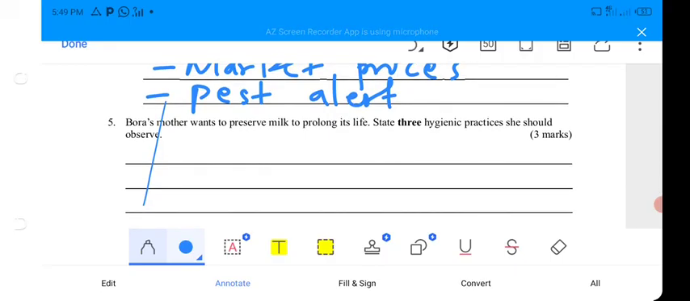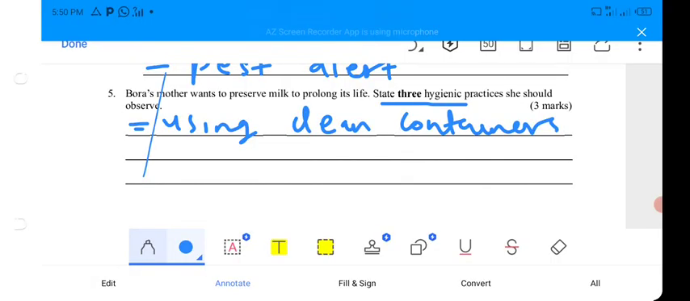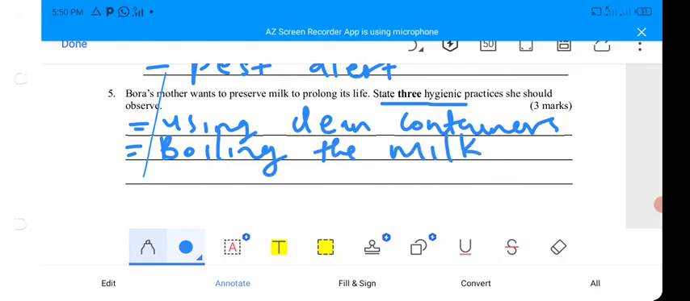Question 5. Bora's mother wants to preserve milk to prolong its life. State 3 hygienic practices that should be observed. Hygienic practices are practices that observe utmost cleanliness so that the milk does not spoil. So the first one, using clean containers. Another one, boiling the milk. Then last but not least, using a cool storage.